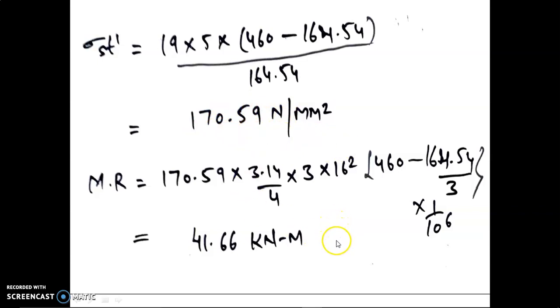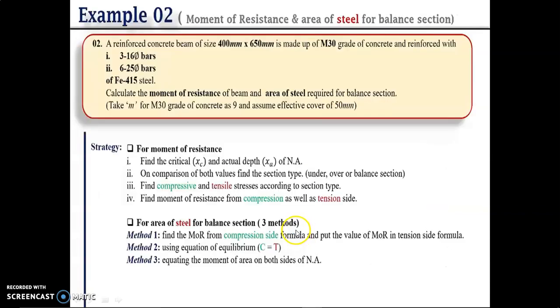Now put these values in the tension side formula, and we get the moment of resistance equal to 41.66 kilonewton meter. So this type of question is solved by these formulas. Now we see another question.